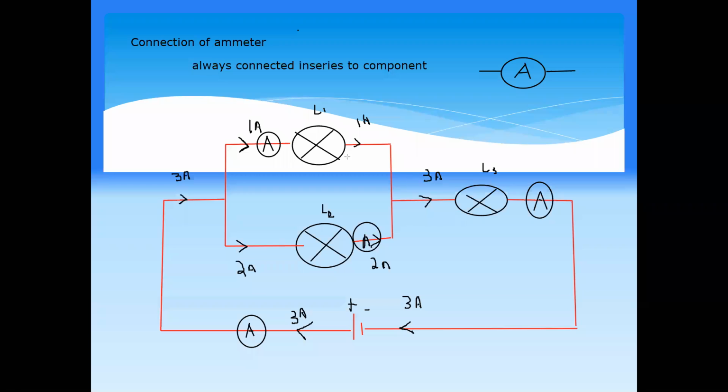So basically, ammeters are always connected in series to a component. It's not about the whole circuit. It's always in series to the component whose current we are measuring. If I'm measuring the current of the battery, I should connect the ammeter next to the battery. If I'm measuring the current in lamp 1, I should place the ammeter next to lamp 1. Whenever we connect an ammeter, it is always connected in series or next to the component. So if a question says connect an ammeter to measure current in the battery, you connect it either before or after. For lamp 1, the ammeter should be before or after. Lamp 2, it can be before or after.